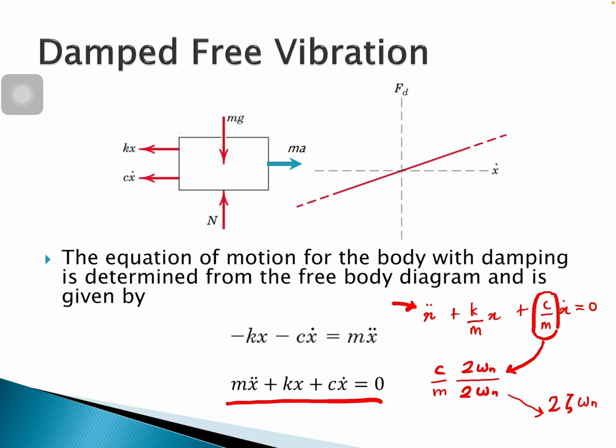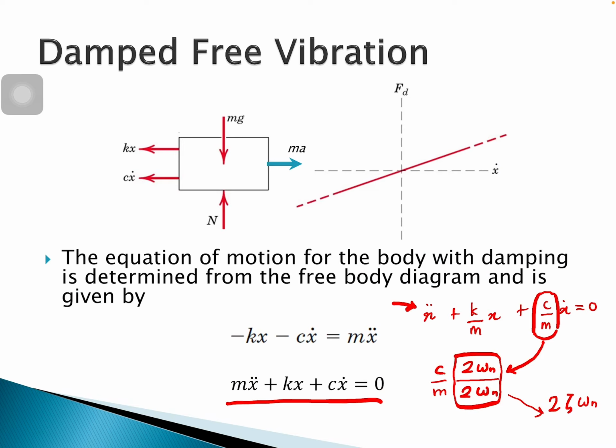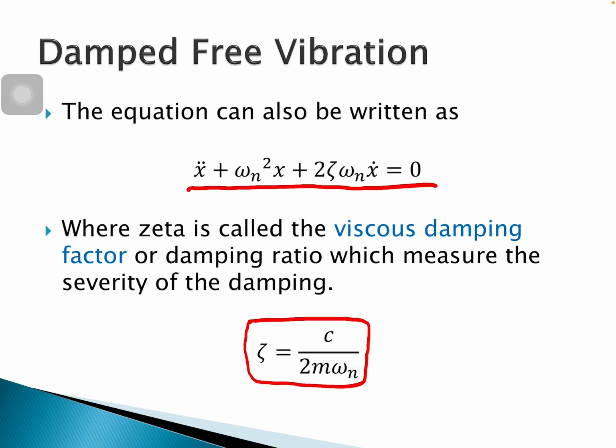And we can see that the coefficient for x dot is c over m. So we multiply with this fraction. After we multiply with that, we go to the next slide. This is the formula for zeta. We substitute zeta inside the coefficient, so we get this one. So that's why we have 2 zeta omega n right here.